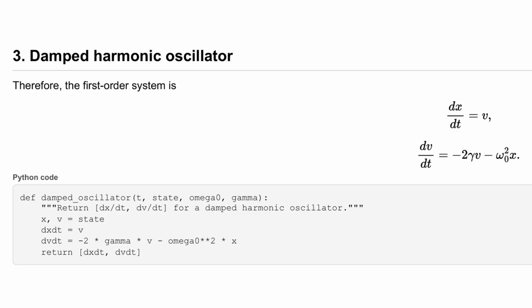In our Python code, we define the damped oscillator function to represent this system. It takes the current state, unpacks it into displacement and velocity, and calculates the derivatives. The rate of change of displacement is simply the velocity, and the rate of change of velocity is our new acceleration formula, which now includes the negative damping term.